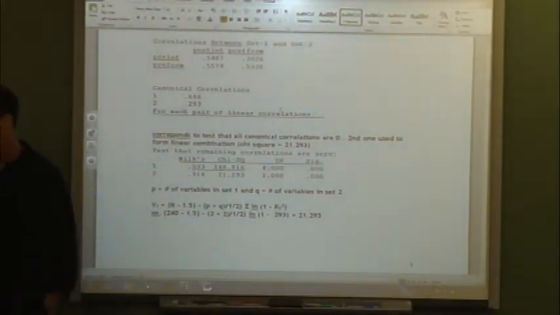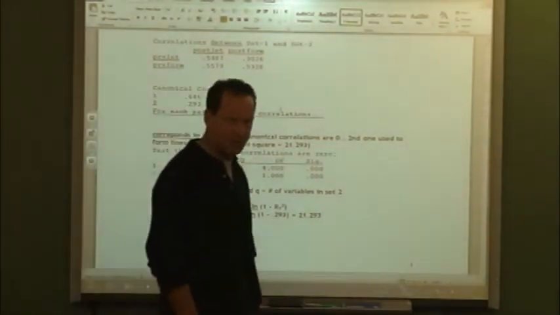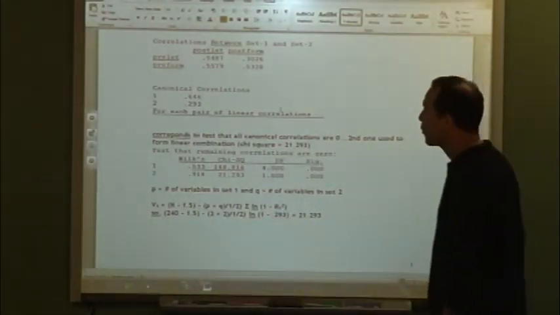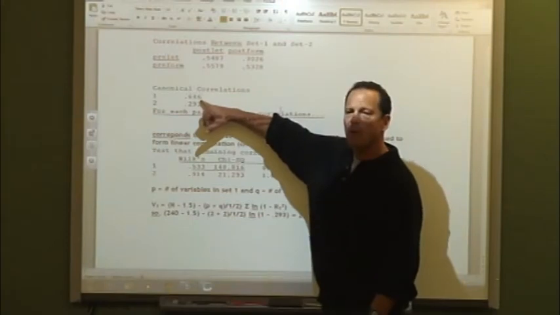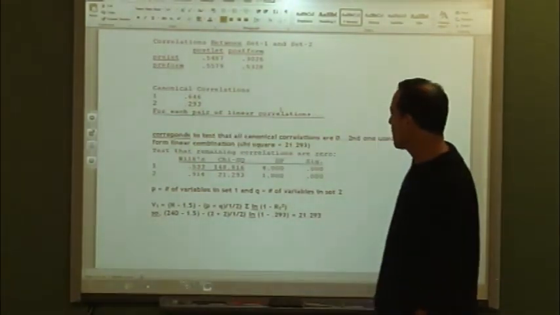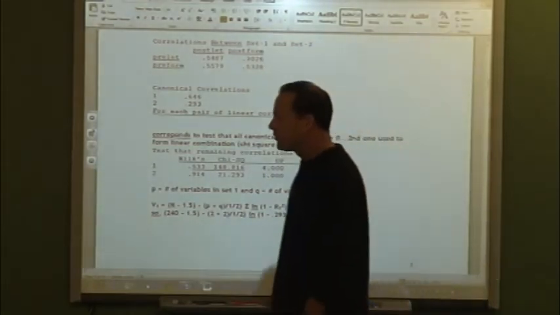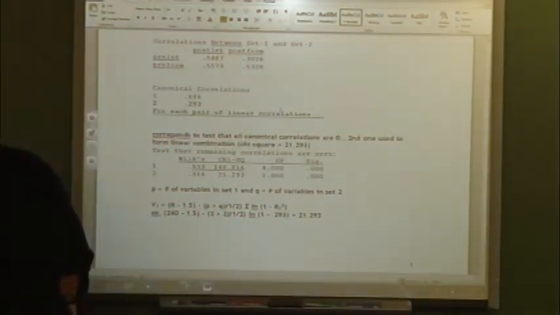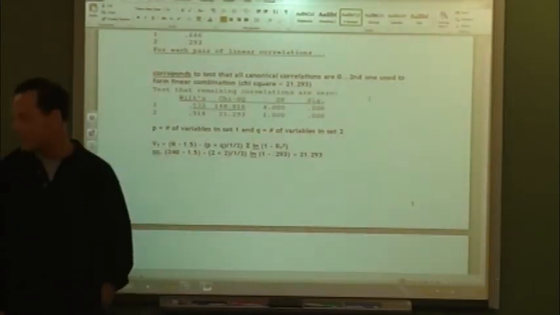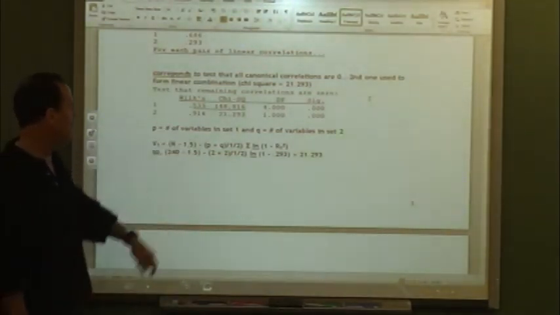And now you get canonical correlations, and we have 2 for each pair of sets. Do you see one seems to be quite a bit bigger than the other? So these are the canonical correlations, and you get a test that all canonical correlations are 0, which is the null. The second one is used to test the linear combination. So look at that chi-square of 21.193, everybody.